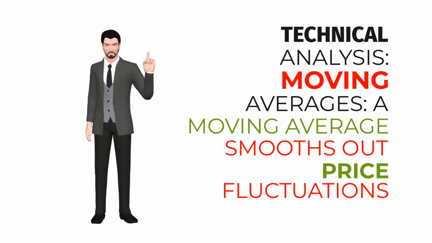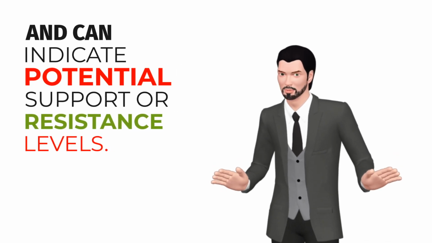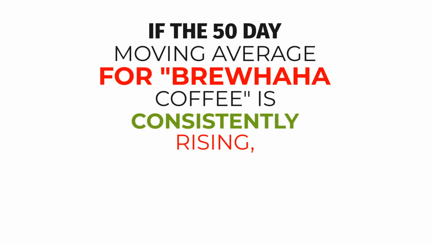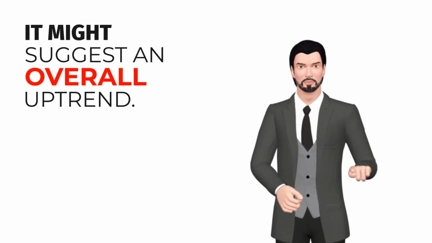Technical analysis. Moving averages. A moving average smooths out price fluctuations and can indicate potential support or resistance levels. If the 50-day moving average for Brouhaha Coffee is consistently rising, it might suggest an overall uptrend.